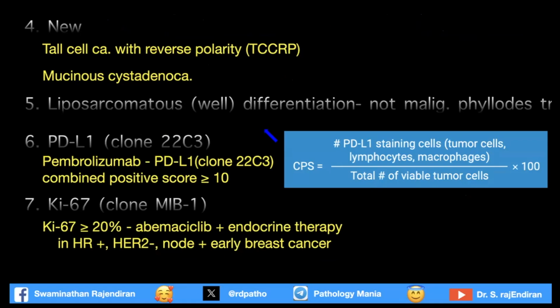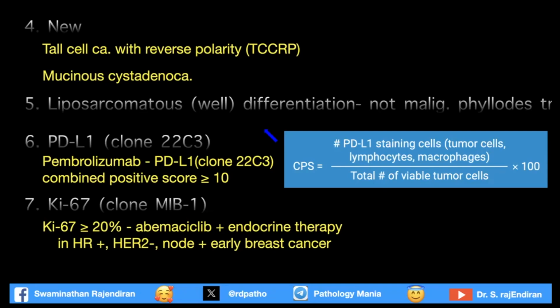The well-differentiated liposarcomatous component is not a criterion for malignancy in phyllodes tumor. Previously, when you saw well-differentiated liposarcoma, it was one of the criteria for malignancy. Now it is not, because the molecular changes are not supporting the malignant nature in well-differentiated liposarcomatous tumors.